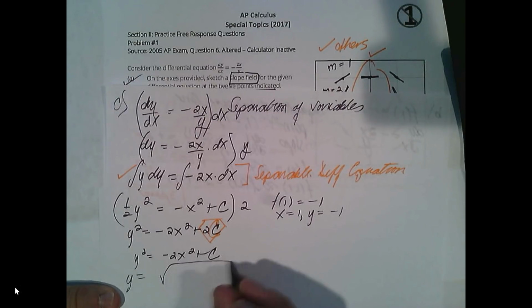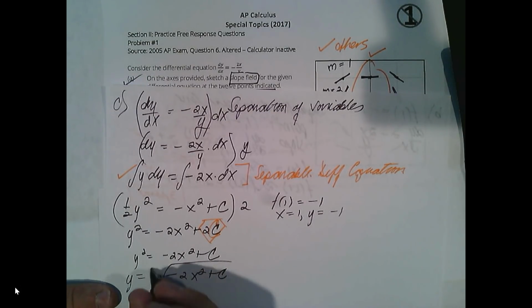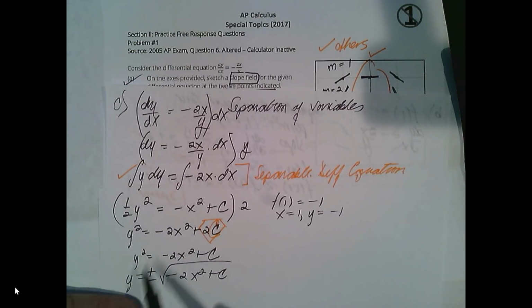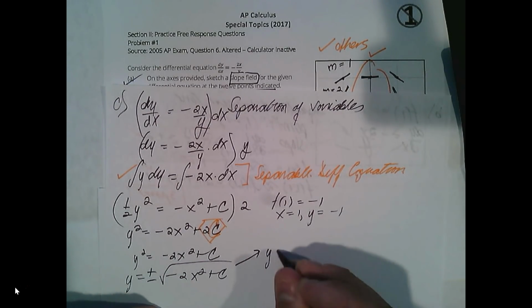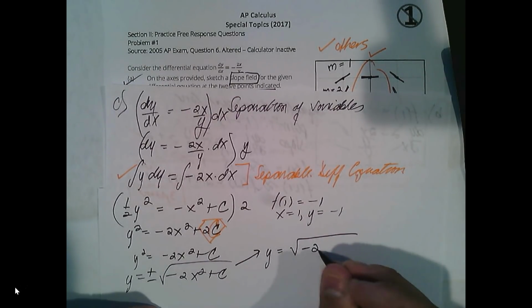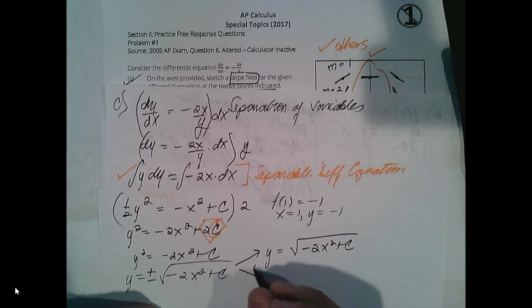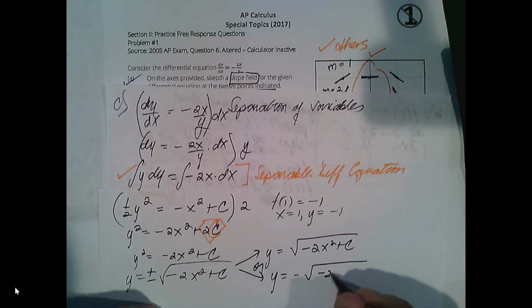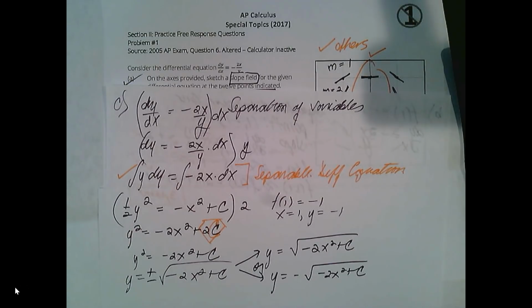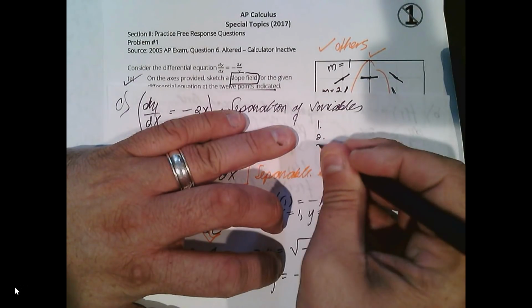To solve for y, we're going to take the square root of both sides. And whenever we're solving an equation by taking square roots, you have to consider the positive and the negative version. So here's the thing. Your answer is either going to be y equals the square root of negative 2x squared plus c, or it's going to be the negative of the square root of negative 2x squared plus c. But it can't be both, because when we solve a differential equation, we want our solution to be a function, we want it to be continuous, and we want to make sure that we indicate the domain. So let me identify those 3 things.